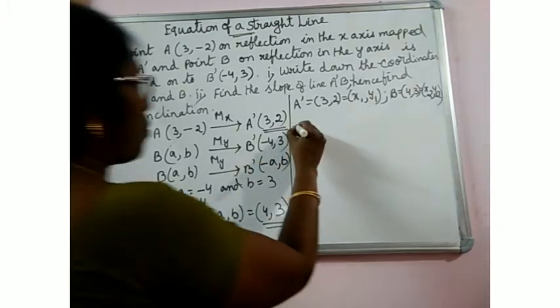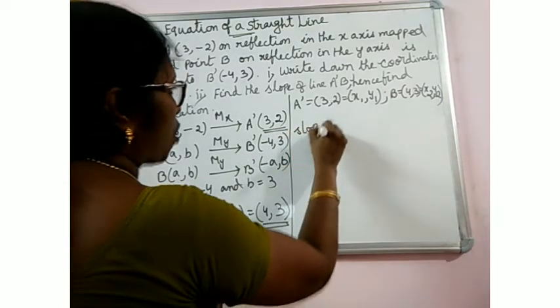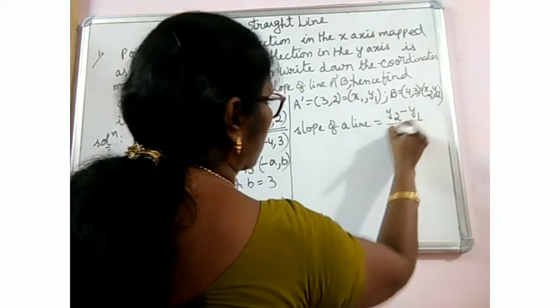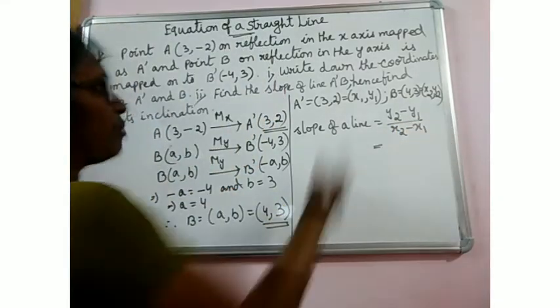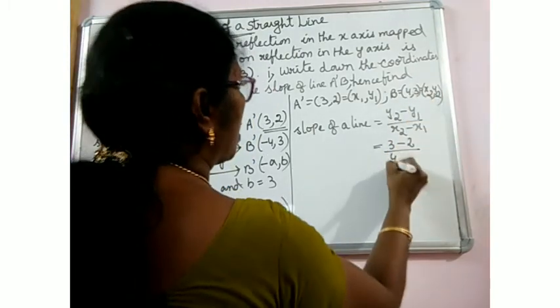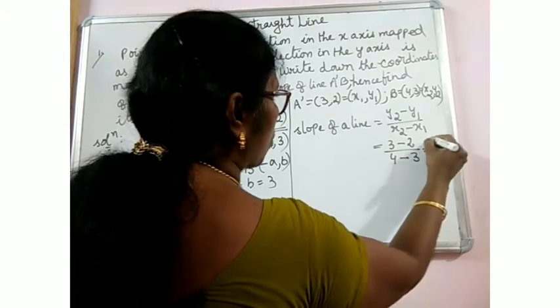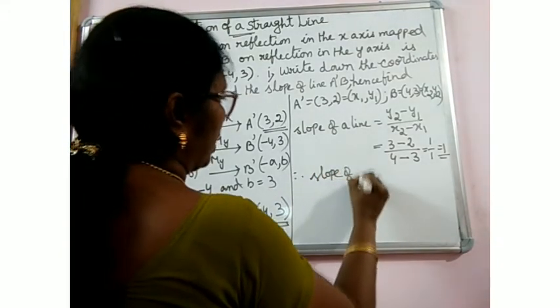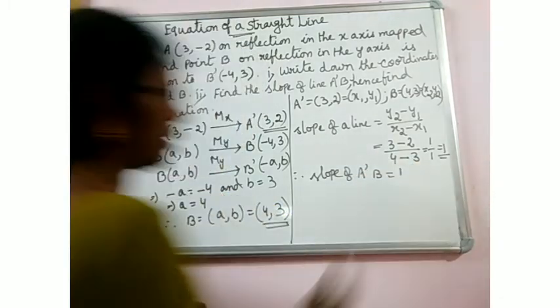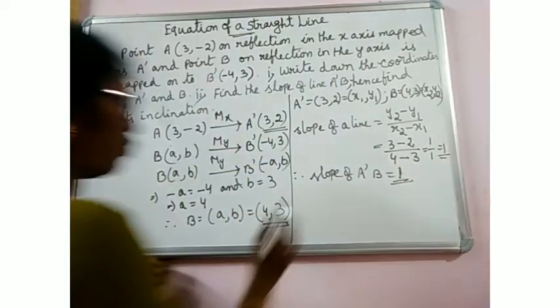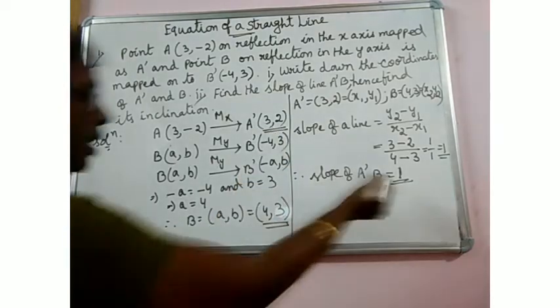We have to find the slope of the line. You know that slope of a line is the difference of y coordinates by the difference of x coordinates: y2 minus y1 by x2 minus x1. y2 is 3 minus y1 which is 2, x2 is 4 minus x1 which is 3. 3 minus 2 is 1, by 1, that equals 1. Therefore the slope of A dash B is equal to 1. So we have found the slope of line A dash B. Whatever the question asked, always underline and show.